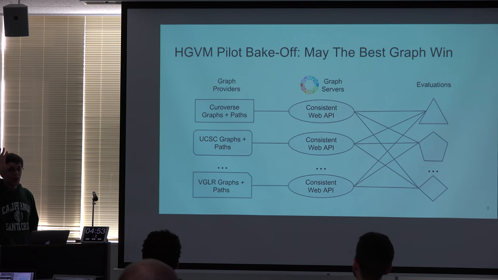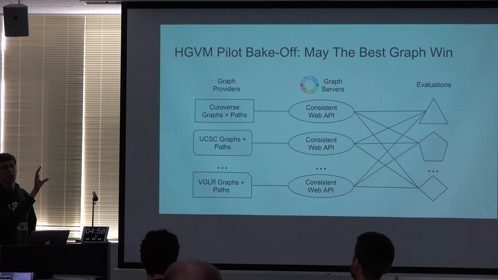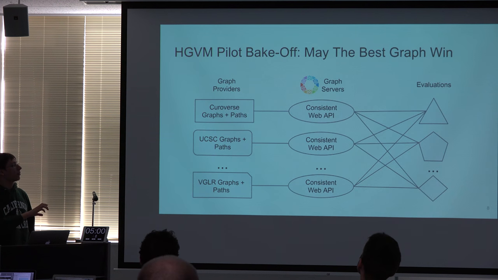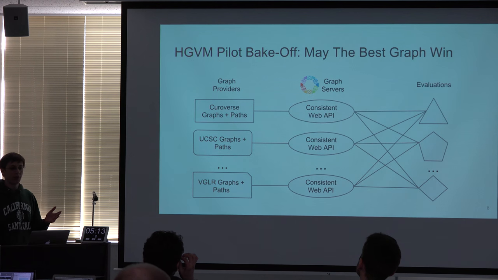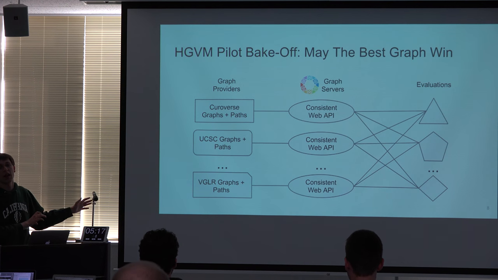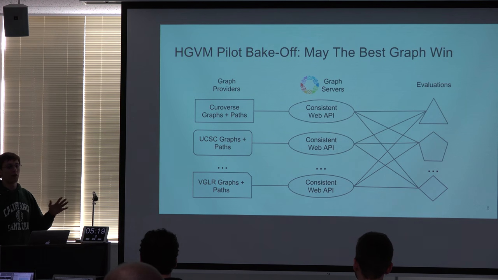So we could put a consistent API on top of all these graphs that were generated from completely different graph pipelines. And then we wrote a bunch of evaluations that did different things. We had some that measured statistics about the graph, some that did alignment based on VG. But we wrote front ends onto them so they could pull their initial graph data out of these reference servers through this web API. And we used that to decouple the parts of the project.